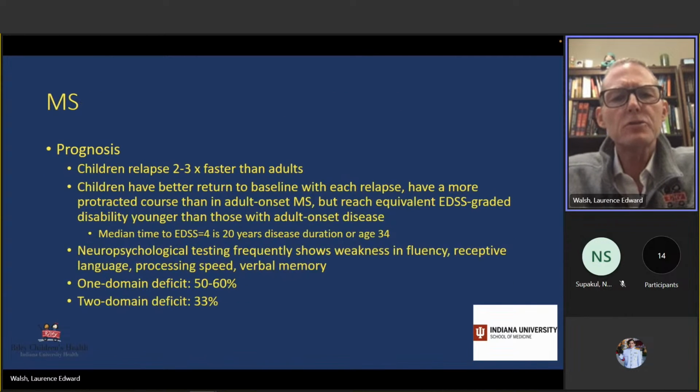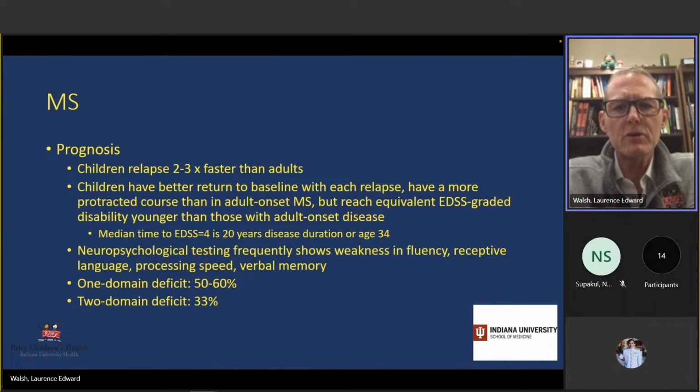Prognosis. So children relapse 2 to 3 times faster than adults. So adults, it may take years to get a diagnosis. Children, within a year or certainly 2, you're probably going to have a diagnosis. They relapse much quicker. They also return much more quickly to baseline, and it takes them longer to get to a level of disability. But since they've started earlier at a given age, they probably have more. They're younger with the same level of disability as adults. So it takes them longer, but they have more disability at a younger age than an adult does. Basically, that's what I'm saying.